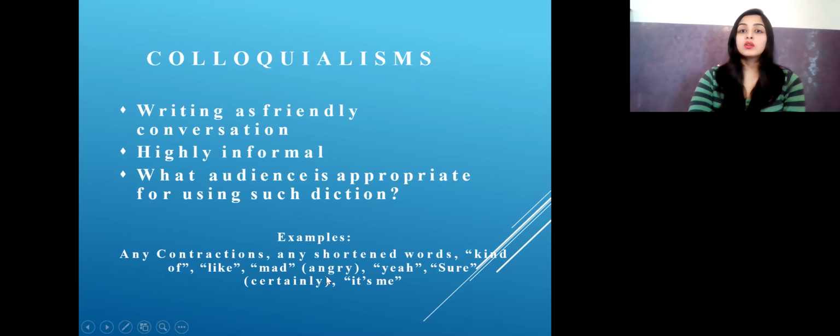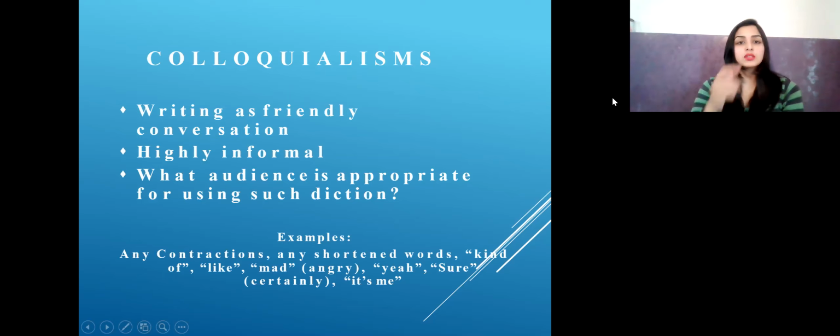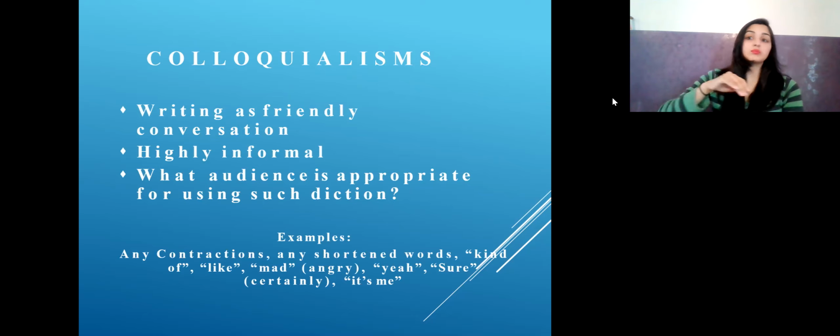Now, what do you mean by colloquialism? I just read the word from the formality scale. Let's see what that is. Writing as friendly conversation. That means friendly. Slang means more than friendly. It's not friendly, right? It's too much, very bold and strong. You are using all the bad words. But colloquial means a friendly conversation, highly informal. You cannot use it in a formal way.